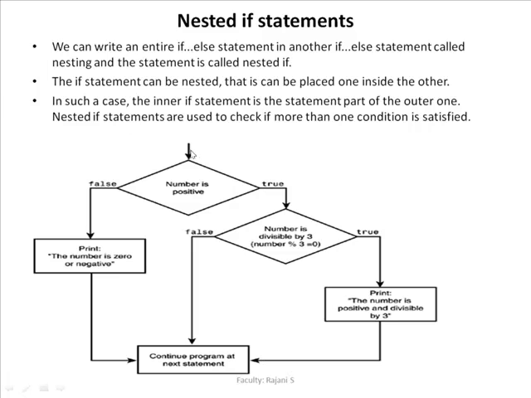If you see the flow chart, this is the main outer if condition, that is number should be positive. If the number is positive, this is the outer if condition, then only it will enter into the inner if condition. That inner if condition is number should be divisible by 3. If the number is divisible by 3, then it will display that the number is divisible by 3 and it is a positive number. If the outer if condition itself is false, then it will directly go to the else statement of the outer if condition and it displays that the number is 0 or negative. After that, it continues with the statement just below the nested if condition.